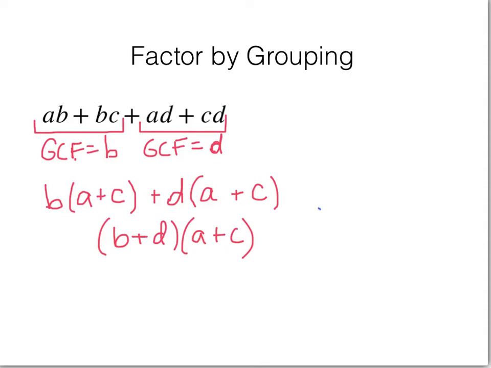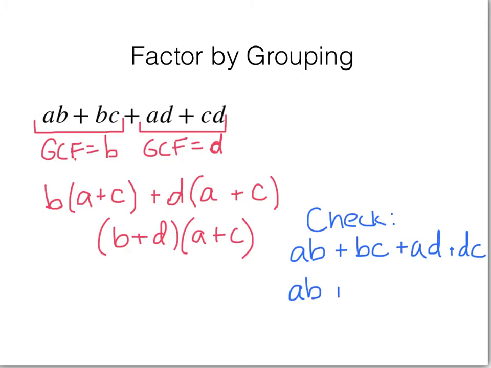Now let's test it out by actually FOILing it. First, B times A, or A times B, AB. Outer, B times C. Inner, D times A, or AD. And last, D times C, or DC. And that is the same thing as AB plus BC plus AD plus DC, right up top. Why did I write it twice? I don't know. But it does indeed check out, and we got it right.